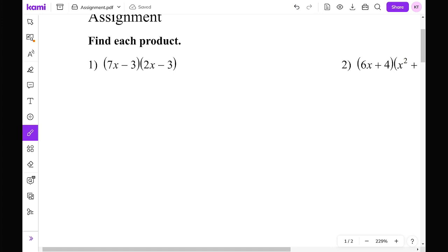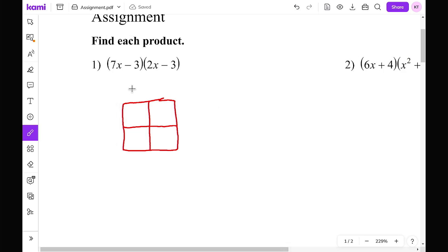Alright, so in this video, we're going to be multiplying polynomials, and we're going to be using the box method, which we should already be familiar with. So in the first one, I have 7x minus 3 times 2x minus 3. So I'm going to go ahead and start this by setting up a box here, a 2 by 2 box, because I have a binomial times a binomial, and I'll put 7x minus 3 on one side, and then 2x minus 3 on the other side.